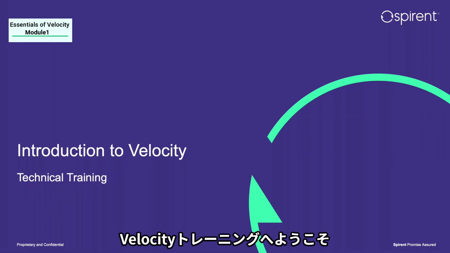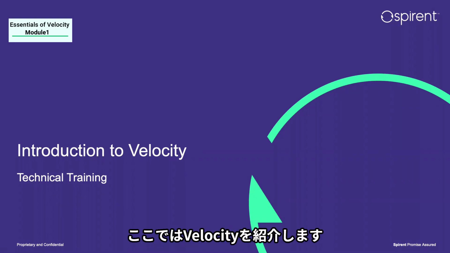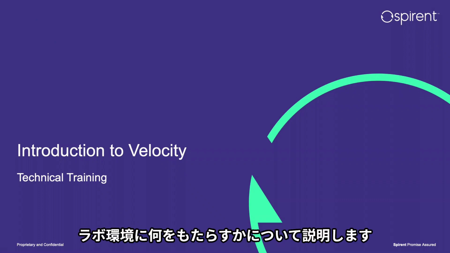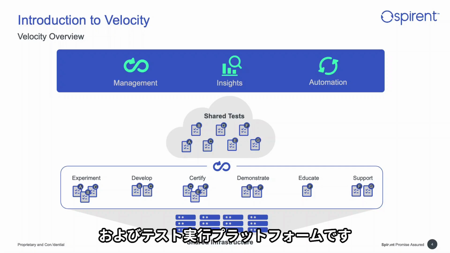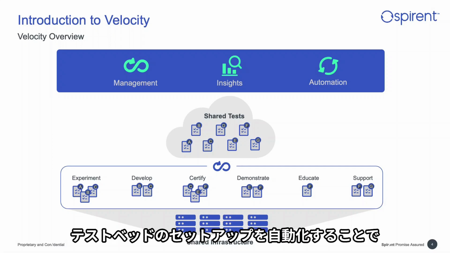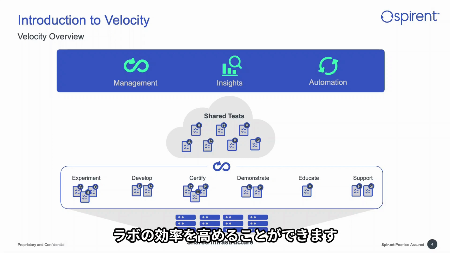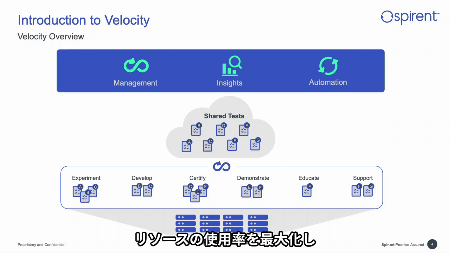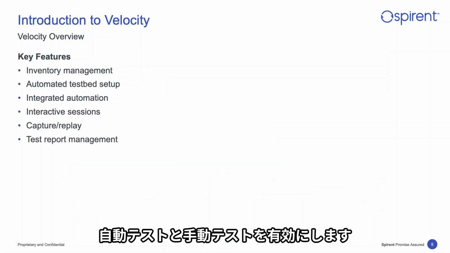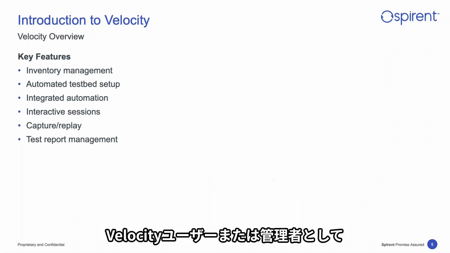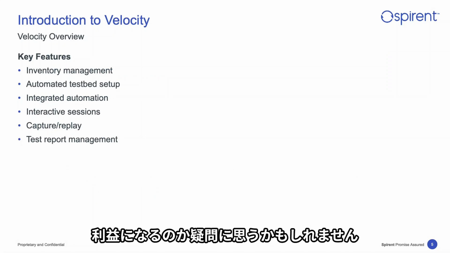Welcome to Velocity Training. In this video, we will introduce Velocity and discuss what it can do for you in your lab environment, and we'll also discuss Velocity's user personas. Velocity is an all-in-one lab management and test execution platform. It is built to make your lab more efficient by automating testbed setup, maximizing resource utilization, and enabling automated and manual testing. As a Velocity user or admin, you may be asking, what's in it for you?